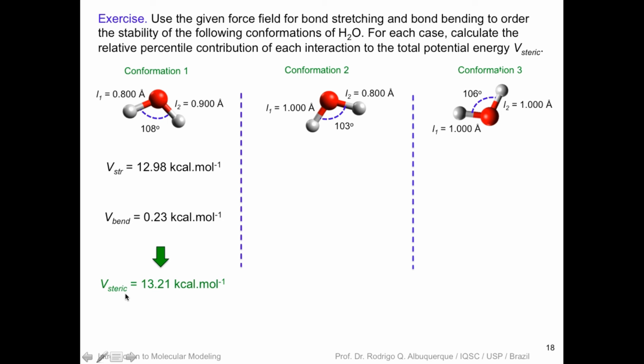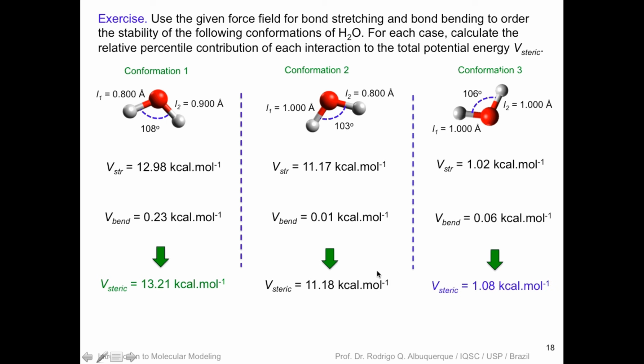Summing the two, we have the total V steric, in this case 13.21. Doing the same for conformation 2, we have 11.18 kilocalories per mole. And lastly for conformation 3, we have a V steric of 1.08. So this situation here has the lowest energy, has the highest stability.